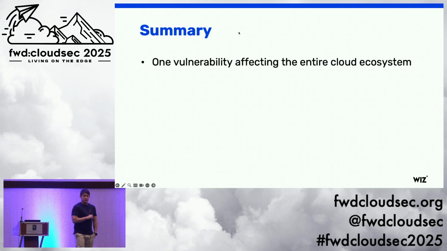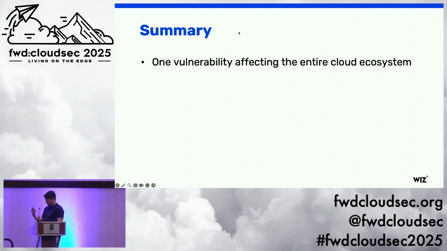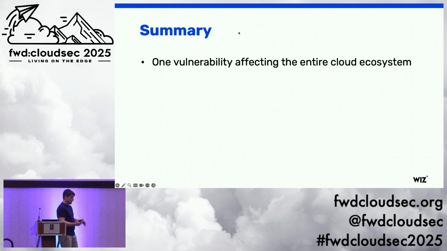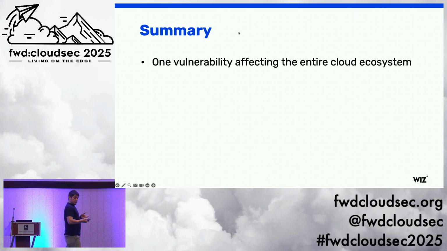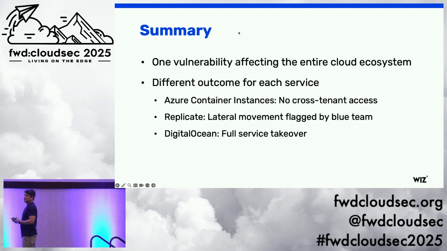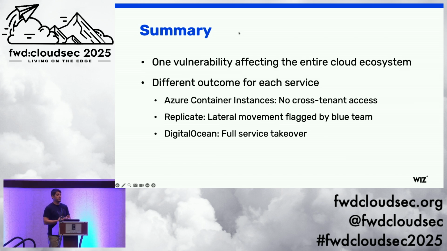Summary and takeaways. So we had one vulnerability affecting the entire cloud ecosystem. This vulnerability was a critical container escape, and we used it to learn more about how different cloud service providers are building their offerings. This research had very different outcomes on every service. For Azure Container Instances, there was no cross-tenant access. We really, really tried. Nothing came out of it.